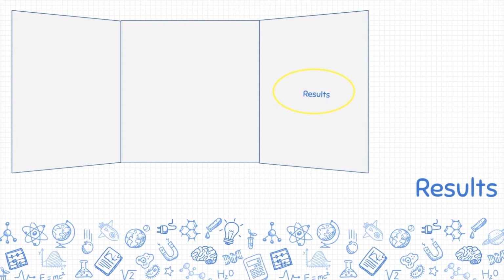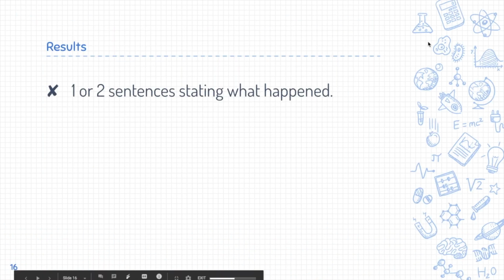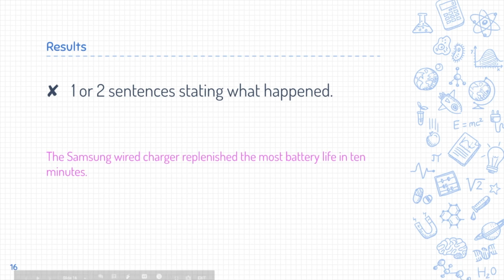After your data is going to come your results. Your results are simply going to be 1 or 2 sentences stating what happened. For example, I could say, the Samsung wired charger replenished the most battery life in 10 minutes. Boom, that's it. That's what happened. I don't need to say anything else.